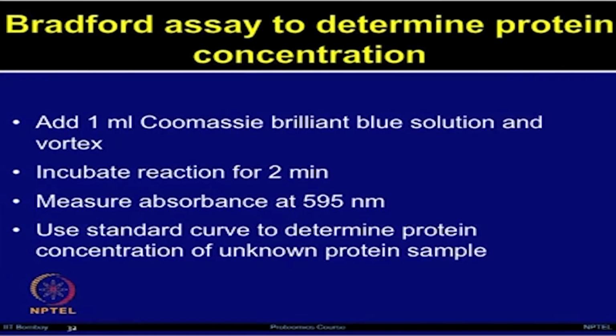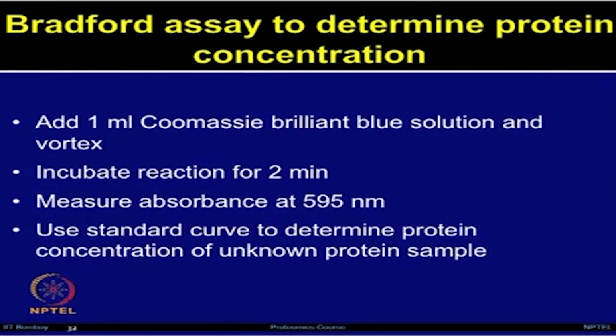Now, you can add 1 ml of Coomassie brilliant blue solution and vortex it. After that, one can incubate it for 2 minutes, so that the color can be developed, and then it can be measured for absorbance at 595 nanometers.